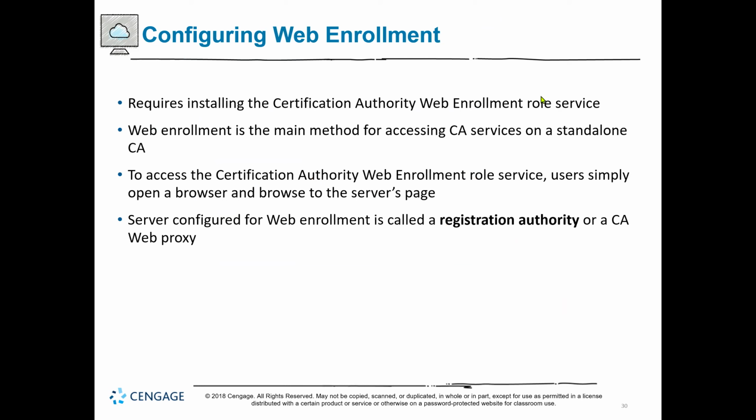Configuring web enrollment requires installing the Certificate Authority Web Enrollment Role Service. Web enrollment is the main method for accessing CA services on a standalone CA. To access the Certificate Authority Web Enrollment Role Service, users simply open a browser and browse to the server's page. A server configured for web enrollment is called a registration authority or a CA web proxy.